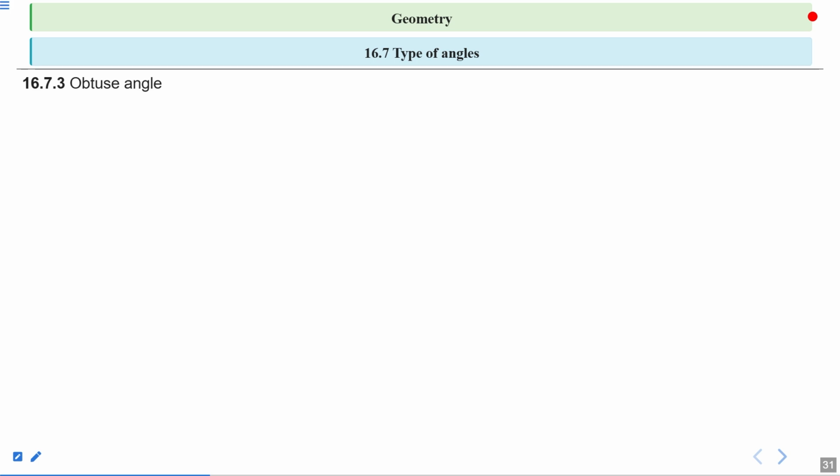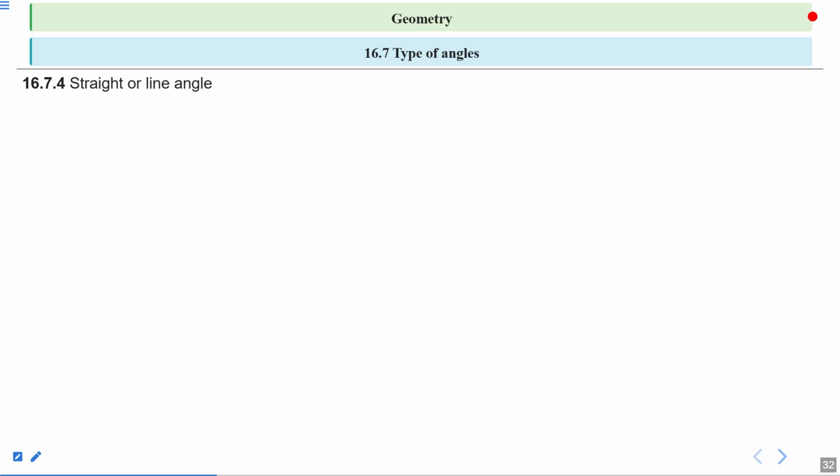Now third one is obtuse angle. So this is the diagram of an obtuse angle, and theta will always be more than 90 and less than 180. So theta is between more than 90 and less than 180.